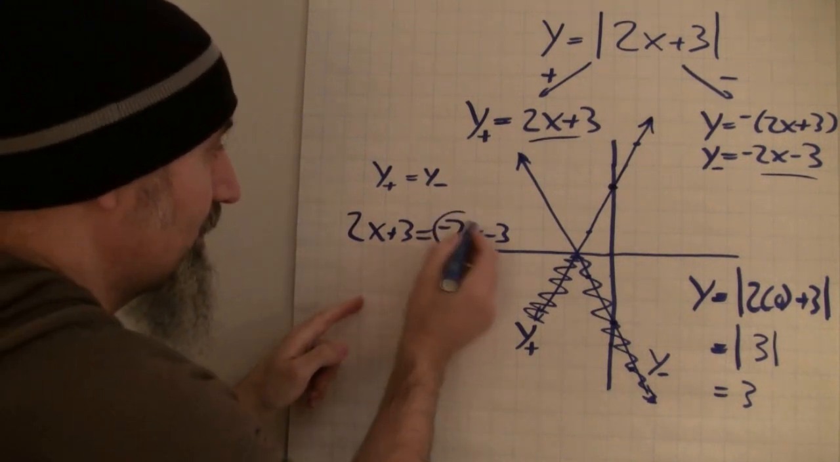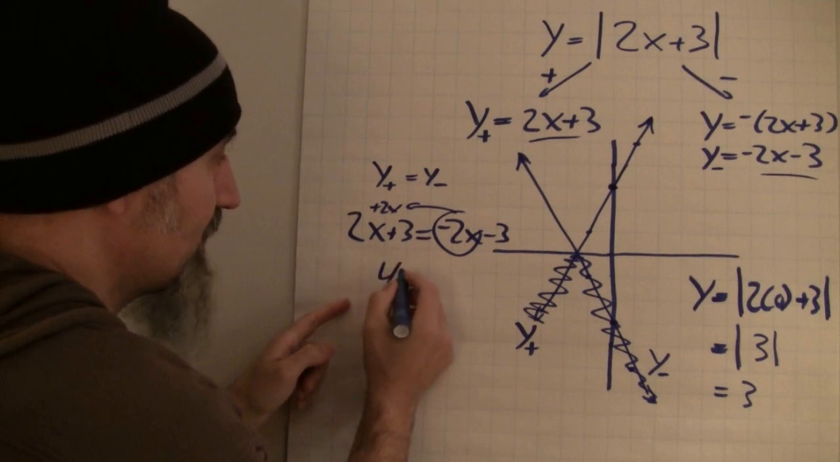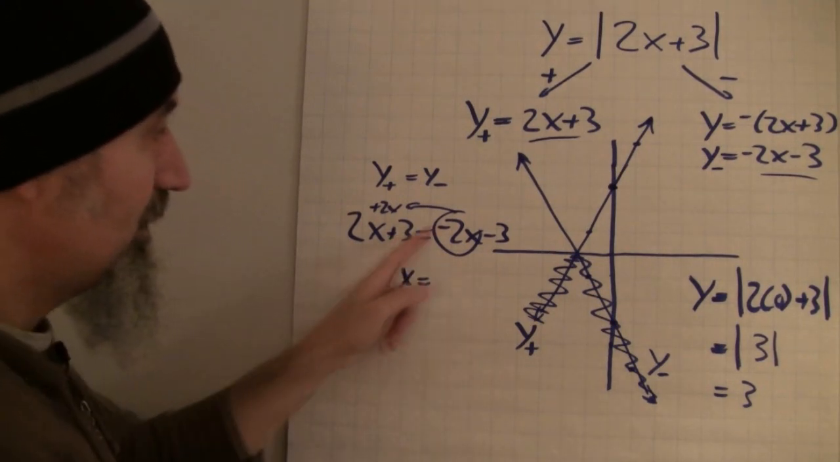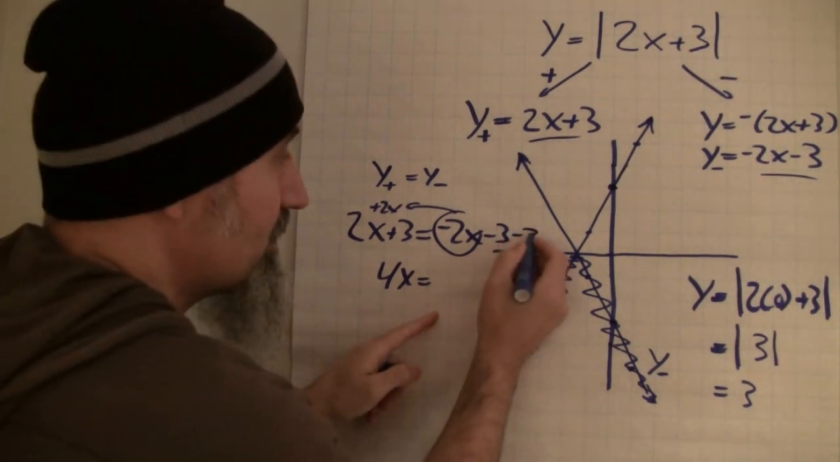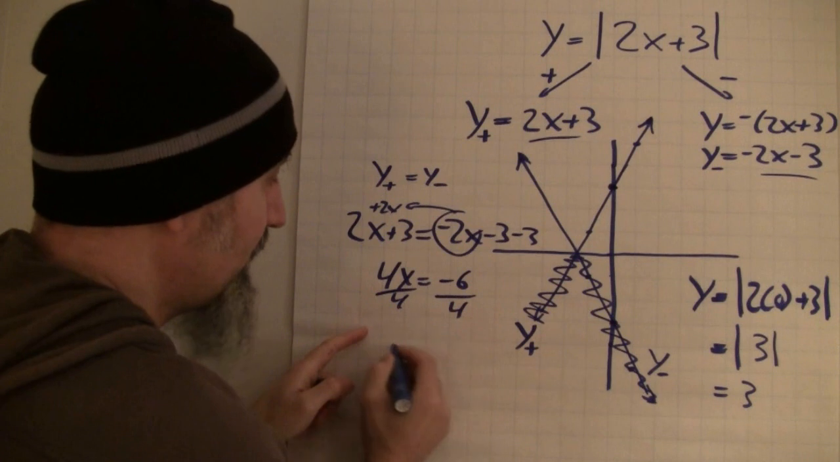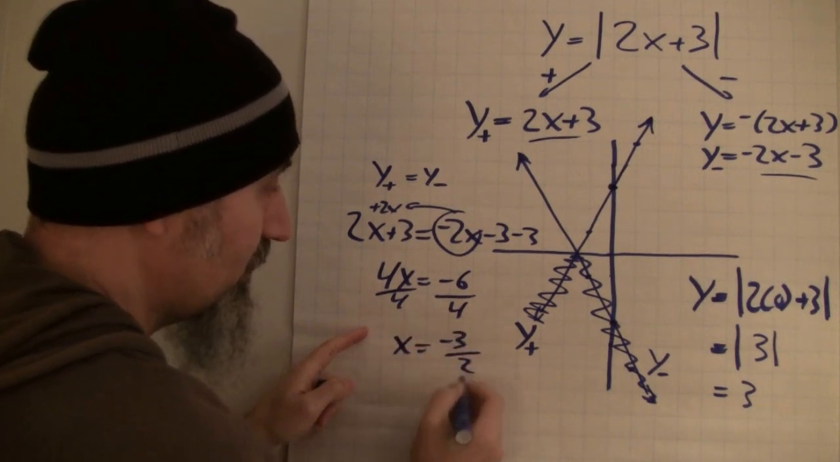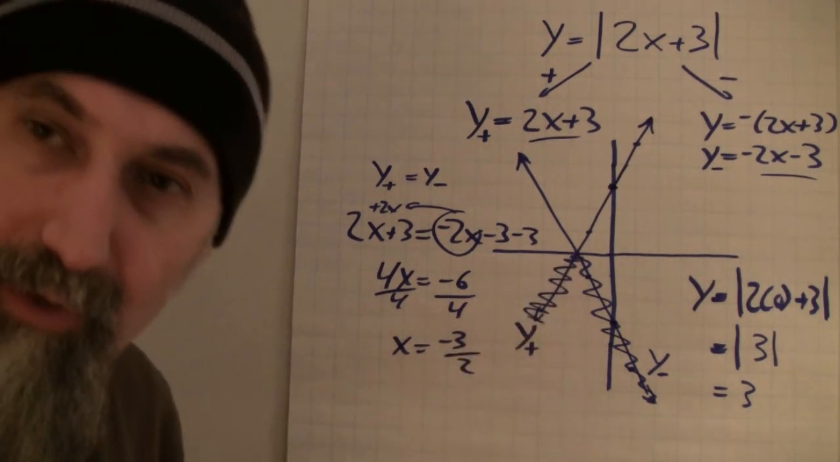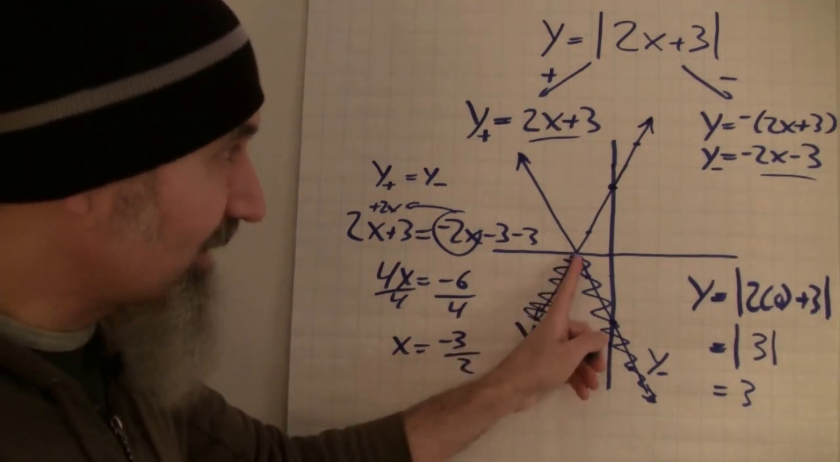So grab negative 2x, bring it over, plus 2x. So this side becomes 4x is equal to 3 comes over, becomes negative 3 minus 3. So it becomes negative 6. Divide by 4, divide by 4. So x is equal to negative 3 over 2, which is negative 1.5, right? So that would be our x position.